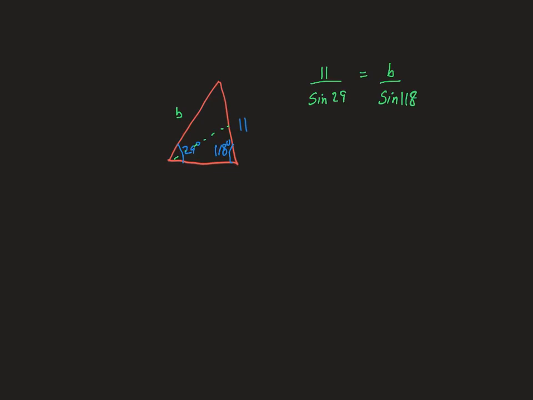Okay, so you want to get b by itself. Now you could cross multiply, or in this case, since it's already in my numerator, I can just multiply both sides by sine of 118.